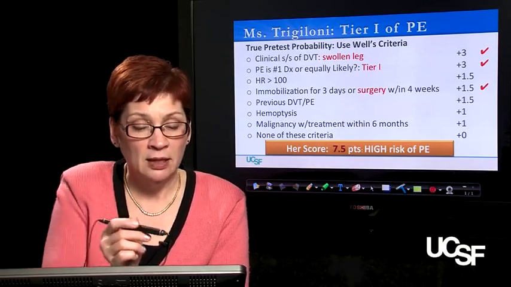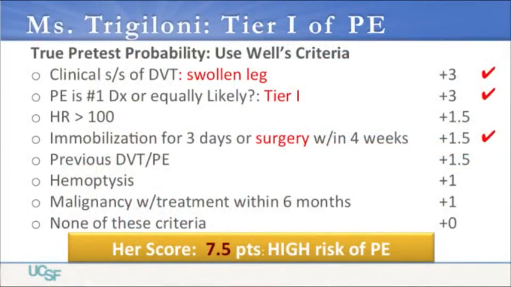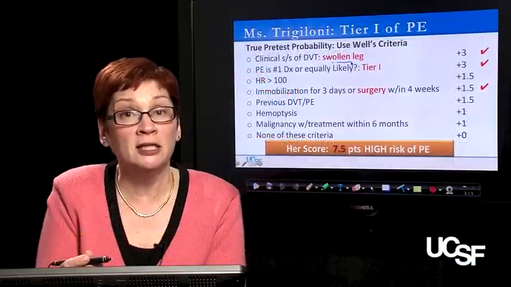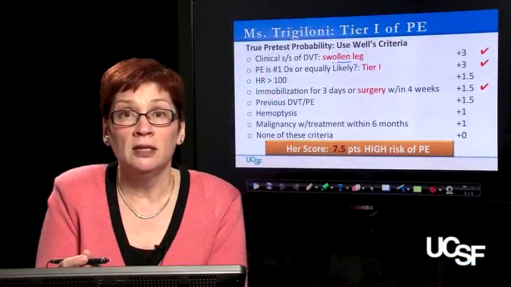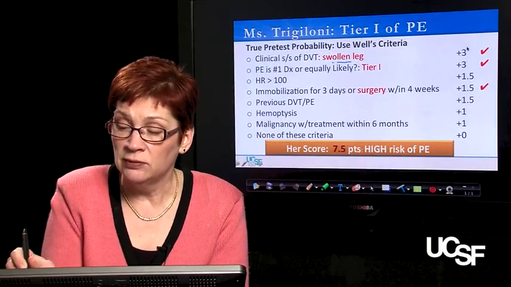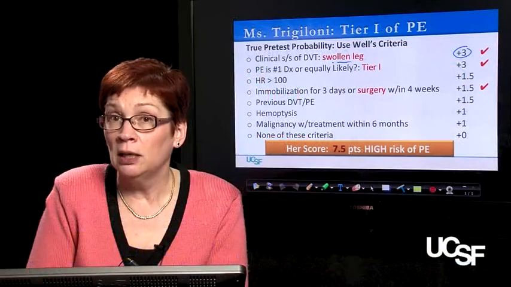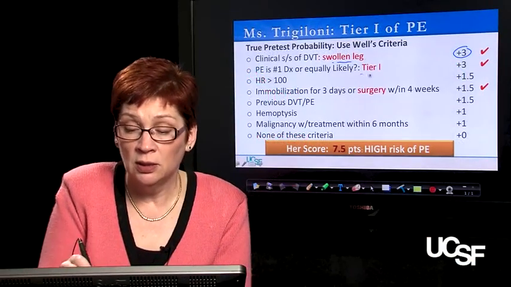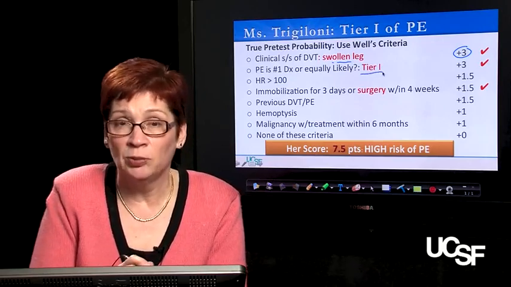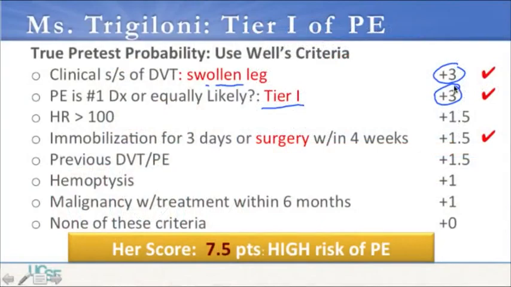The important features for the Wells is, does the patient have a clinical sign or symptom of DVT? We would say yes, because Mrs. Triglioni has a swollen leg. It's possible it's related to the surgery, but in fact, she has the signs and symptoms of a DVT. That gives her 3 points. Is pulmonary embolus the number 1 diagnosis or equally likely? Well, in our pre-test probability, we said it was a tier 1 diagnosis, so I'd say that's pretty darn good, and that gives you 3 points as well. Is her heart rate greater than 100?